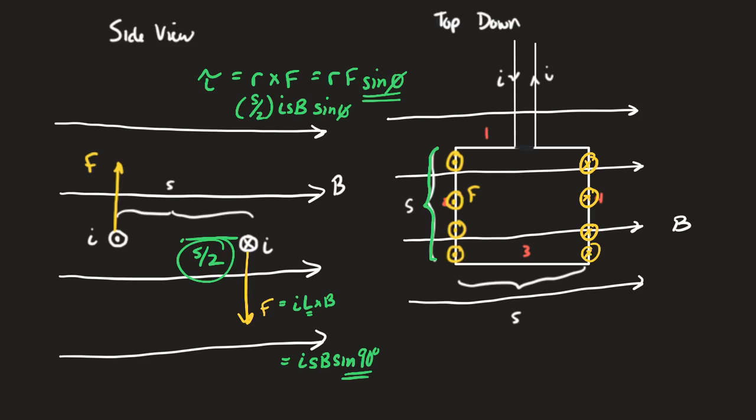Now, this is just one torque acting on the wire. How many torques are actually acting on the wire? 2. There are 2 torques that act on the wire. So twice this is our net torque on our current loop.